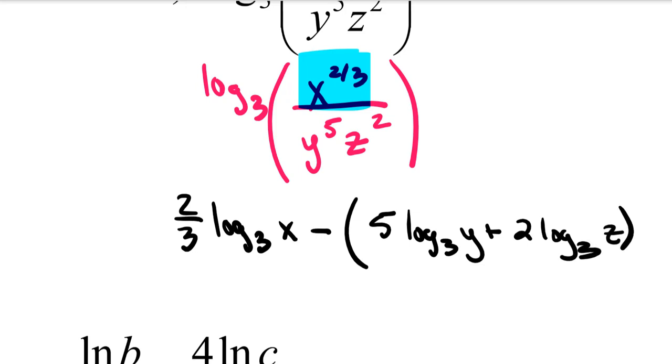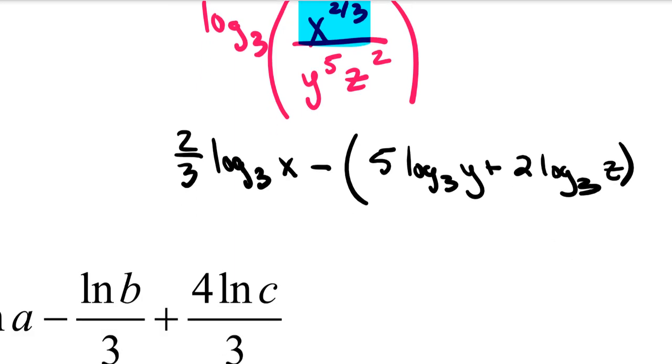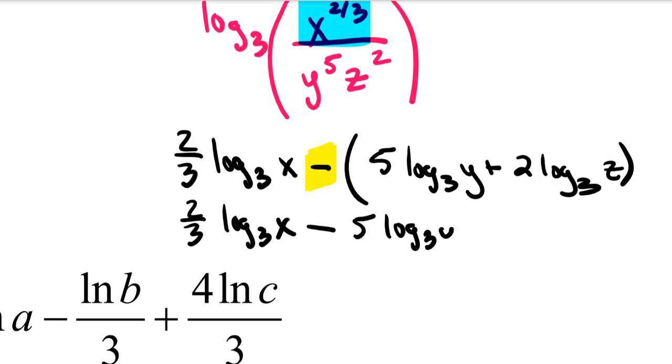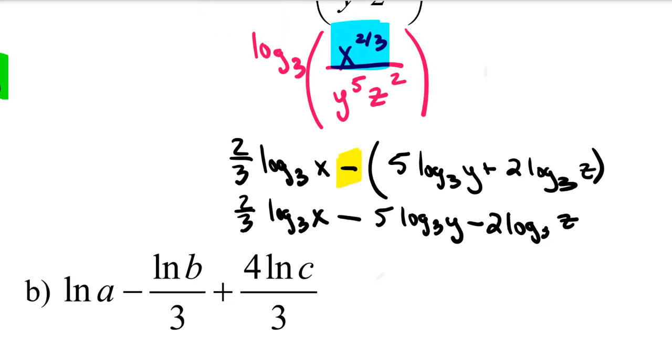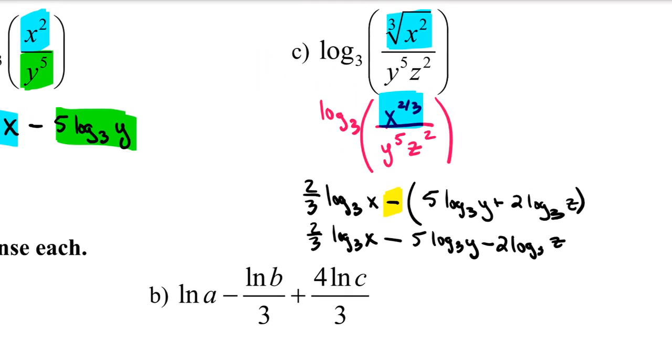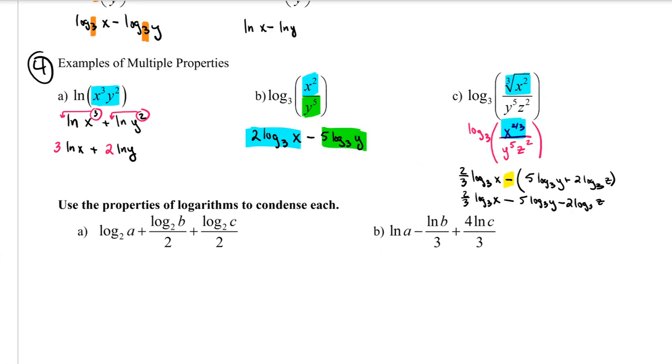All right, so all of that is being subtracted. So when we clean that up a little bit, we're going to have 2/3 log base 3 of x minus. We're going to take this minus sign right here and distribute it to the 2 terms on the inside. That'll give us minus 5 log base 3 of y, and then minus 2 log base 3 of z. So that's what our final answer would be for part C, and that's it. We're going to go ahead and do the reverse of that in our next example.